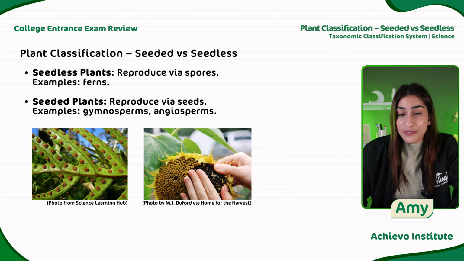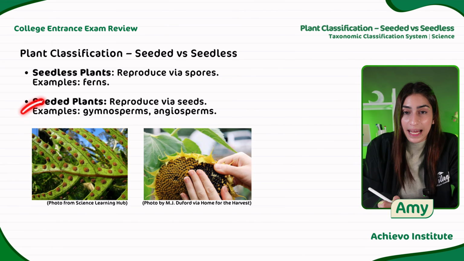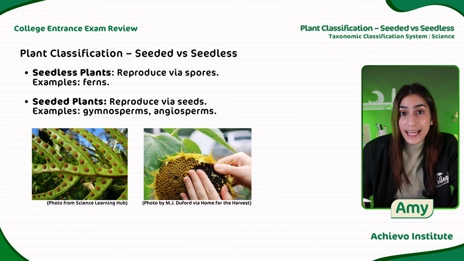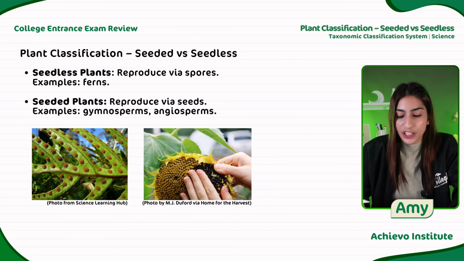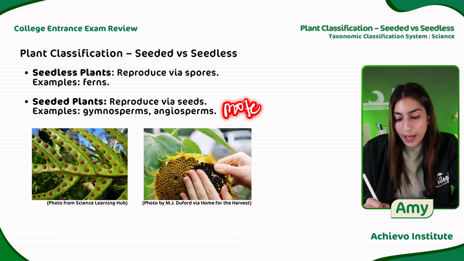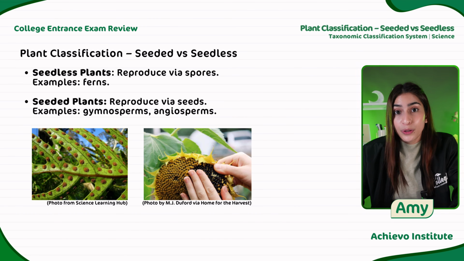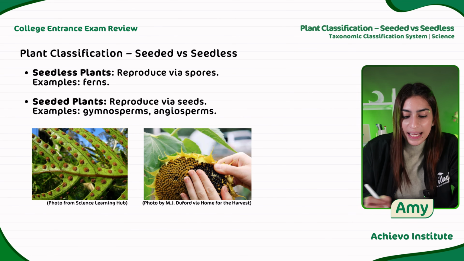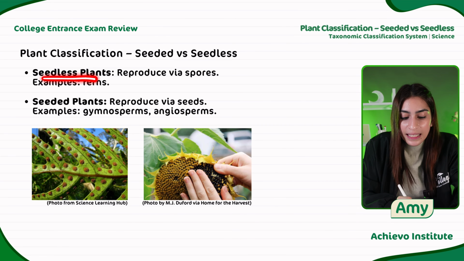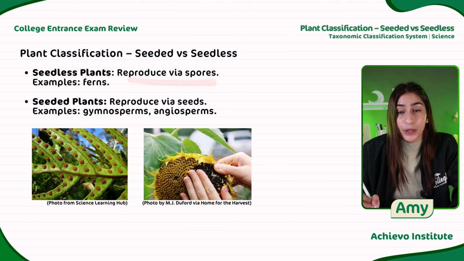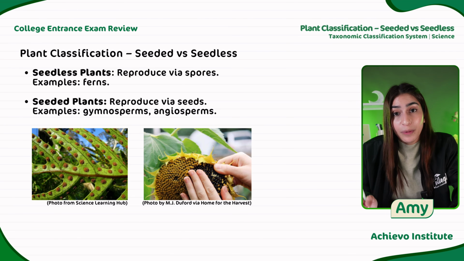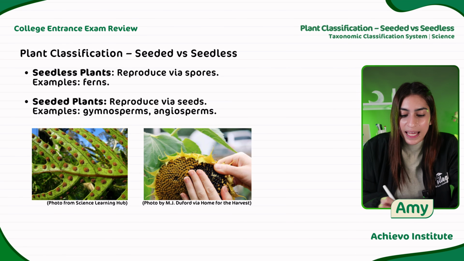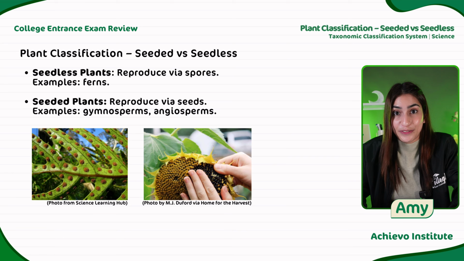As we mentioned, vascular plants can either be seeded plants or seedless plants. Seeds actually provide a survival advantage because they provide protection for the embryo, thus allowing them to grow in a variety of conditions. Examples are gymnosperms and angiosperms. Meanwhile, seedless plants reproduce via spores and they depend on water for their reproduction, thus limiting their habitats. Examples of seedless plants are ferns.